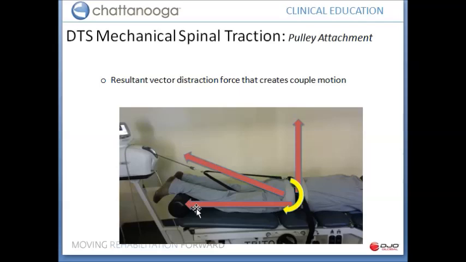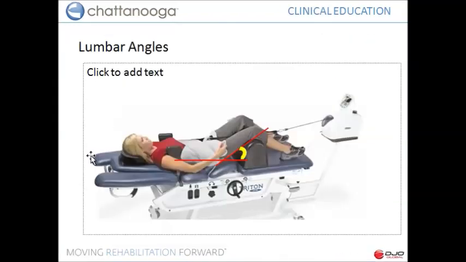As a result of that, we actually get a coupled motion effect, and that's why I like my pulleyed system table better than my motorized table. The primary vector is always going to be axial, always distracting away from the patient. But when I create this asymmetry in the distraction force, I get this coupled motion effect. When the patient is in the prone position, we get an anterior pelvic tilt, but when the patient is in the supine position, we get a posterior pelvic tilt.